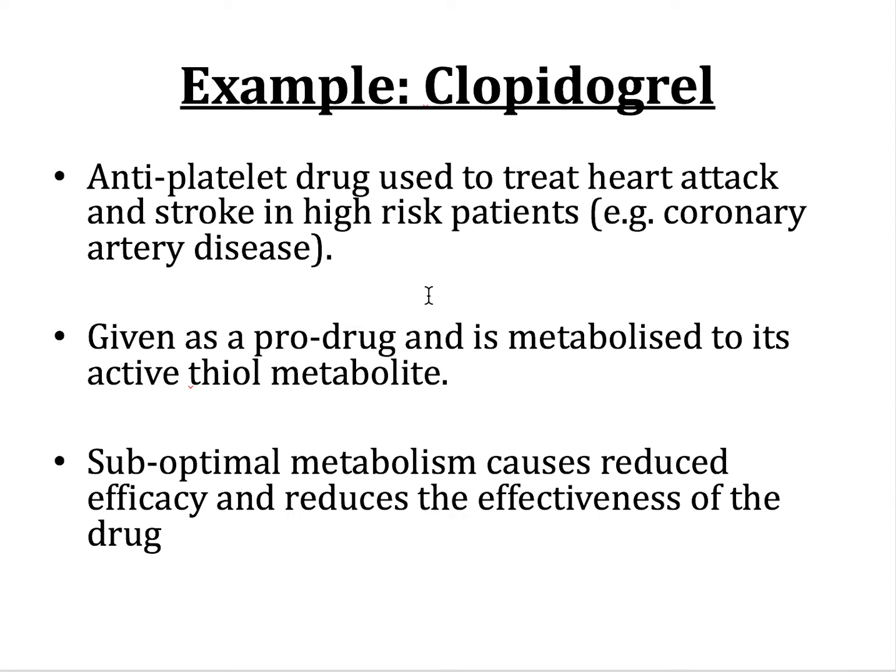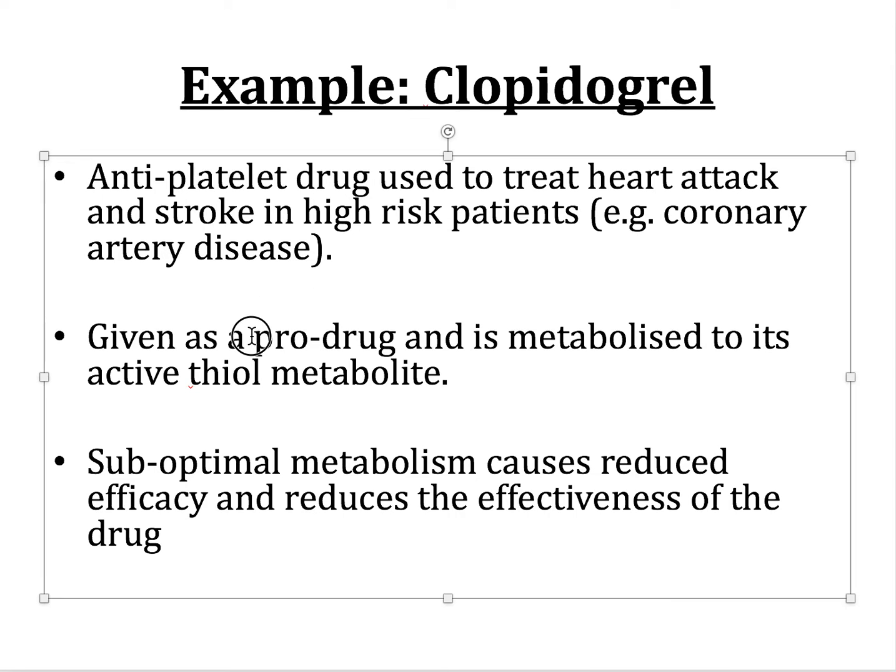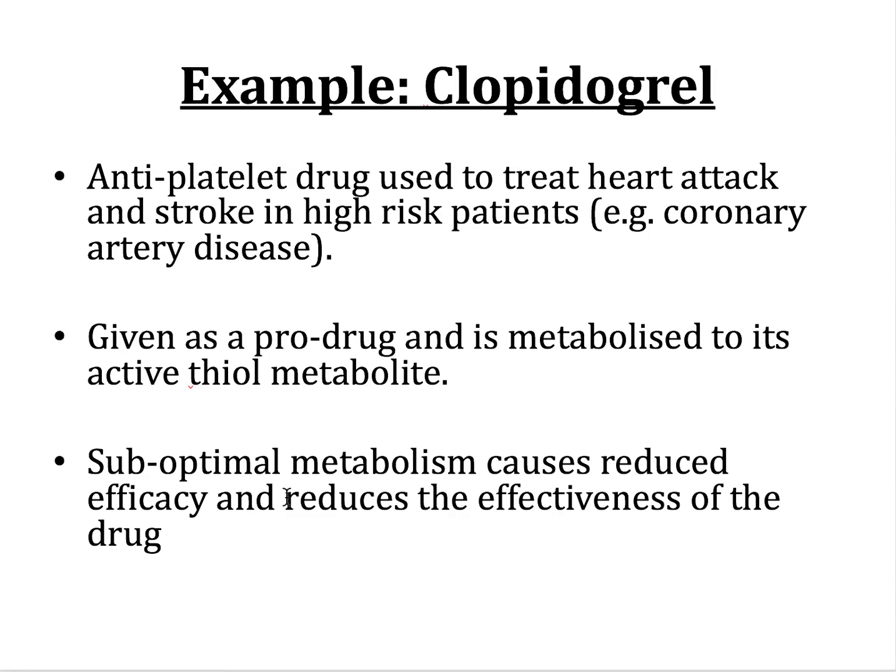Clopidogrel, which I mentioned earlier, is an example of a coronary artery disease drug. It's an antiplatelet drug. It's usually given as a prodrug. What prodrug means is that it's not in its active state. It's given in an inactive state, and it's only once it becomes metabolized within the liver that it becomes active. Clopidogrel becomes active as the thiol metabolite once it has undergone oxidation.